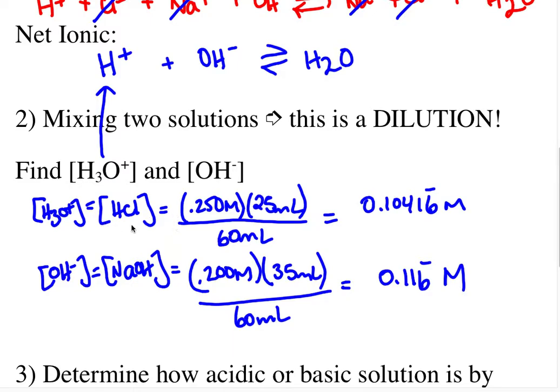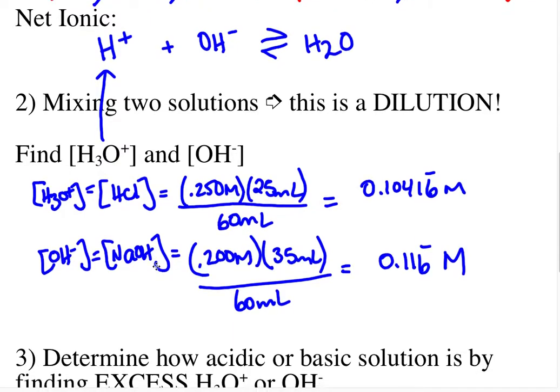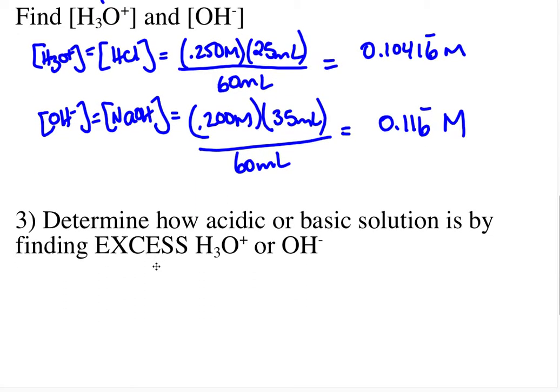Okay, so think about what we're doing here. We're taking our HCl solution, we're mixing it with the NaOH. What is happening? The solutions are neutralizing one another. So the H plus from the hydrochloric acid is reacting with the OH from the NaOH. The amount of each of those solutions that is equal, the concentration that is equal, the number of moles that are equal, neutralize. Whatever else is left is going to determine if the solution is acidic or basic. So that's our step 3.